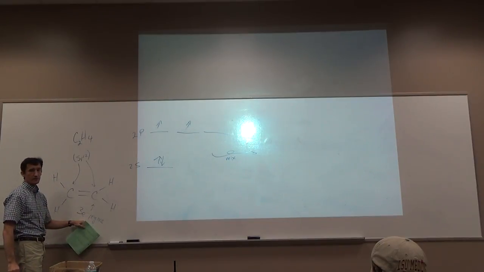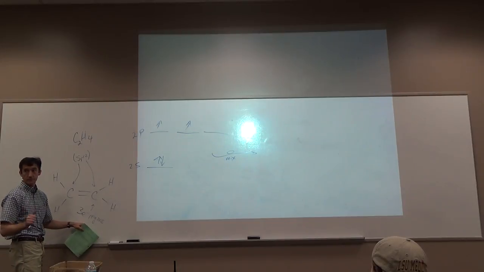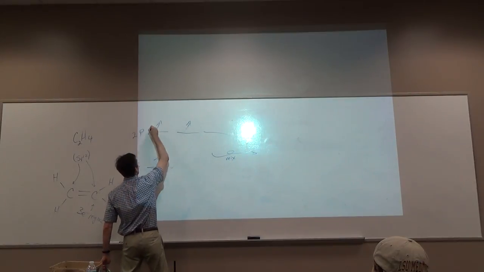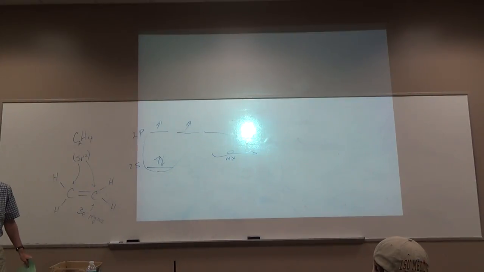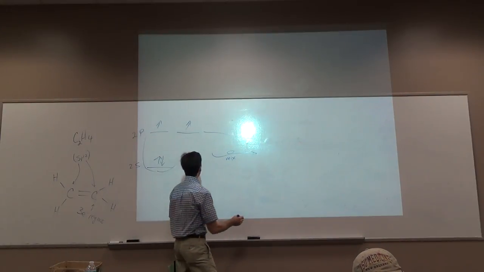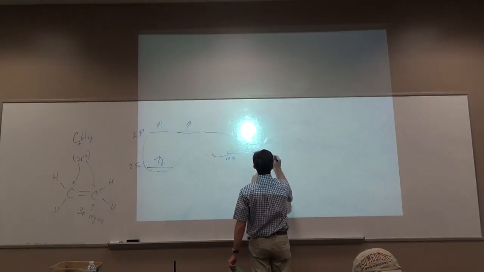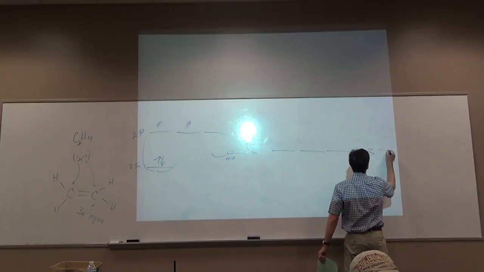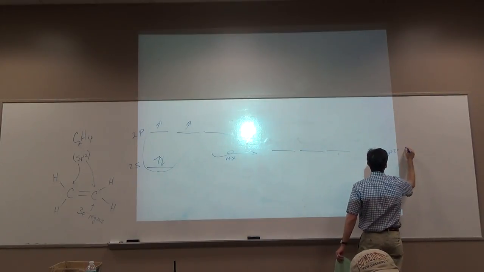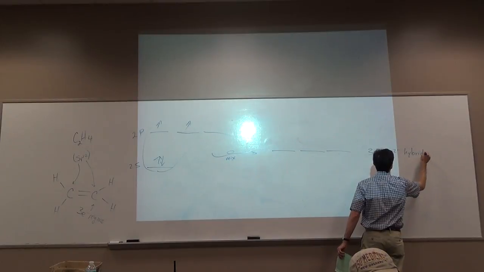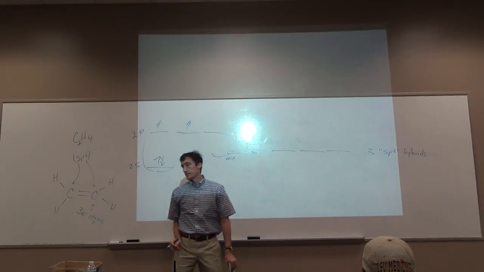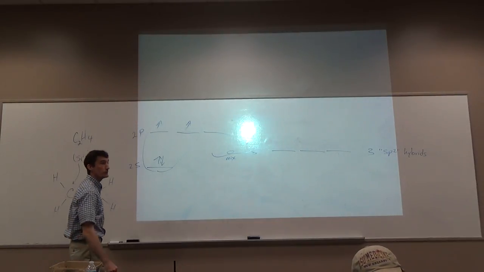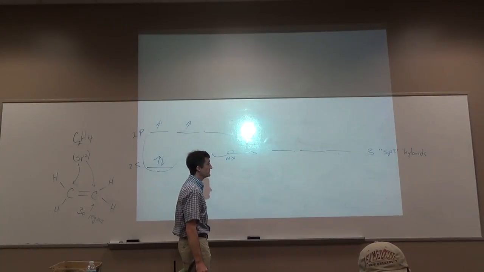Hybrids set your geometry. If you need 3 regions, you need 3 hybrids. To get 3 hybrids, we're going to combine just 3. Because if we combine 4, we get 4 hybrids. We only need 3. Okay. Then we're going to get 3 sp2 hybrid orbitals. They're called sp2 because that's what went in to make them. There's 3 of them, 3 identical ones.